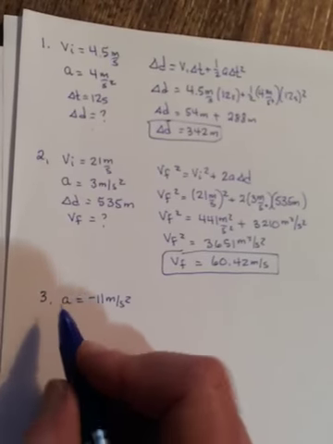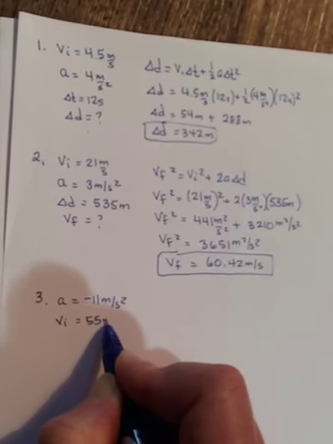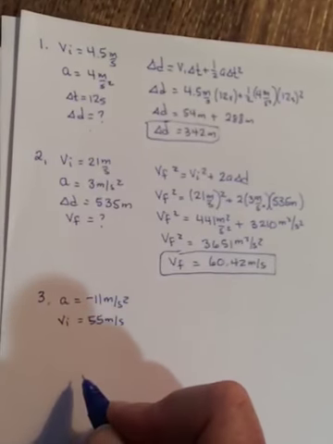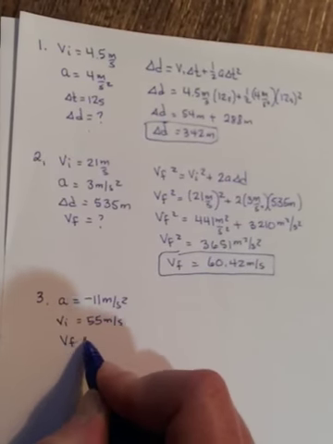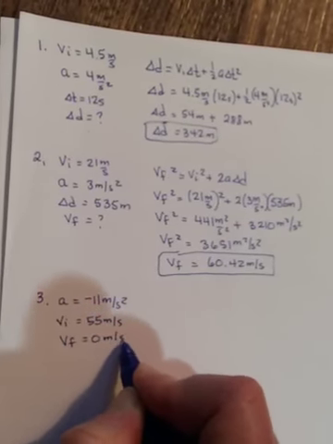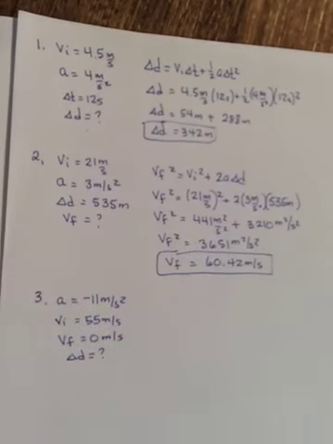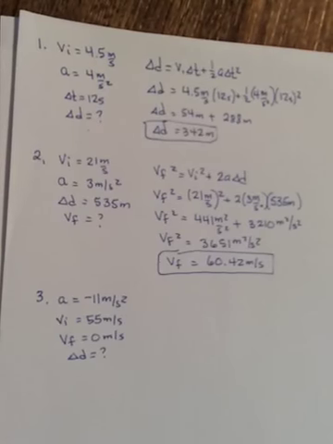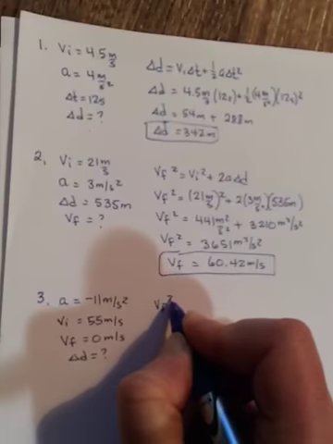If the car is initially traveling 55 meters per second, so that's my VI, how many meters will it take to stop? So VF is 0, and you're looking for how far did it go to stop, delta D. What equation do I have that has a VF, a VI, an A, and a delta D in it? Exactly the same one I just used above.